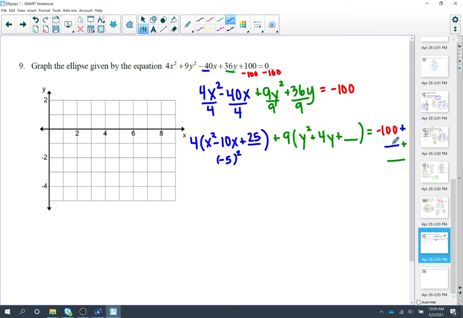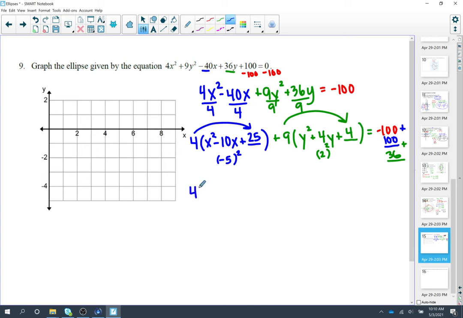Now the problem here is you don't want to put 25 over here because you really didn't add 25. You added more than that. Remember you took this 4 out? So really, once that 4 goes back in, you didn't add 25, you added 100, because you have to take into account that 4. So over here, we're going to put 100. Then we're going to take our 4, we're going to cut that in half, we're going to get 2. Then you're going to square it, which is 4. Again, we don't want to add 4 because you added more than that because of this 9. So 9 times 4 is 36. You really added 36.